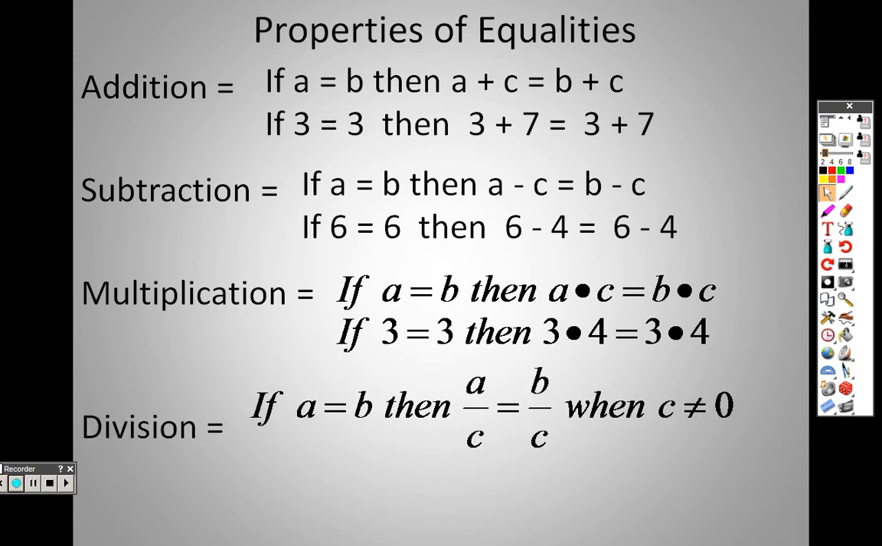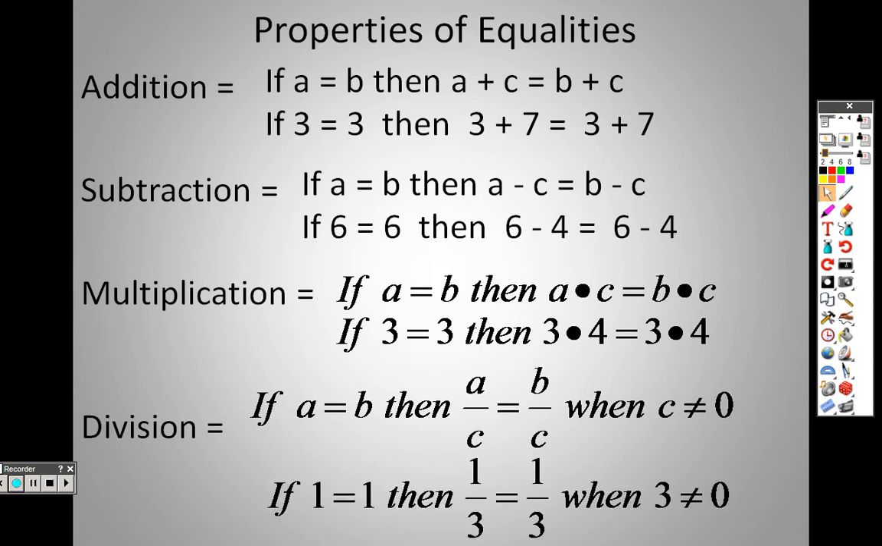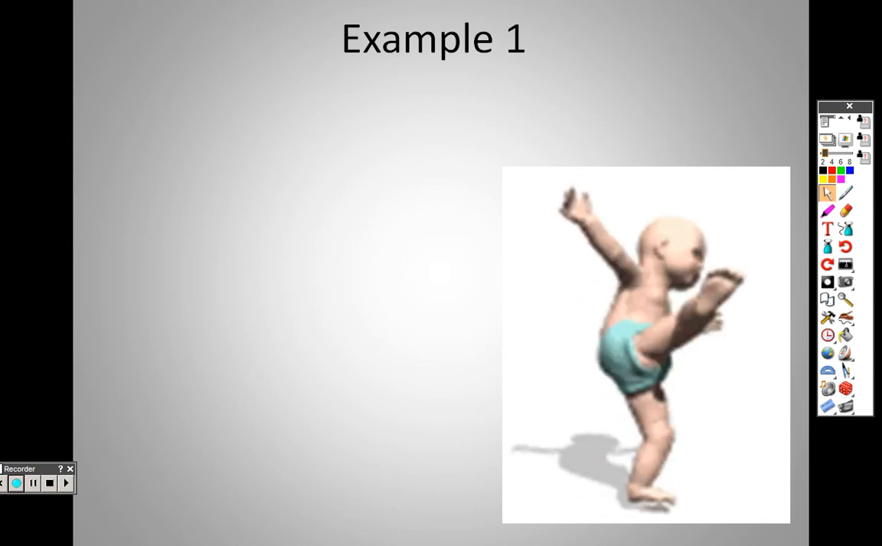And division. If a equals b, and you divide by the same number c that's not 0, you get the same on both sides. So if 1 equals 1, if I divide both sides by 3, I'll get the same answer on both sides, as long as 3 is not equal to 0.